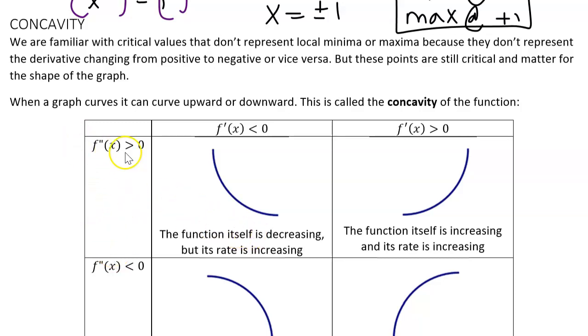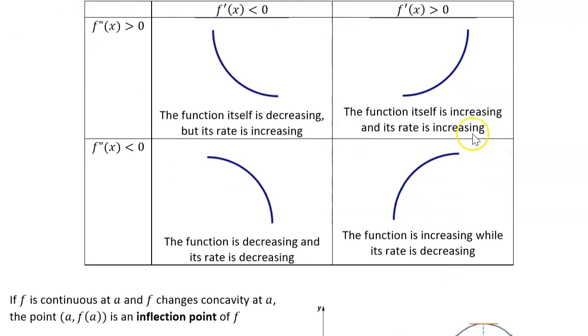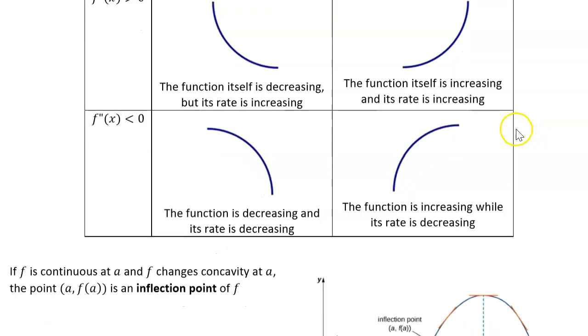So over here, where the second derivative is positive, we're going to see functions that are concave up. A function can be decreasing and concave up or increasing and concave up. Similarly, when the second derivative is negative, we have what we call concave down, and a function can be decreasing and concave down or increasing and concave down. And so this table just summarizes that in a neat presentation of information.